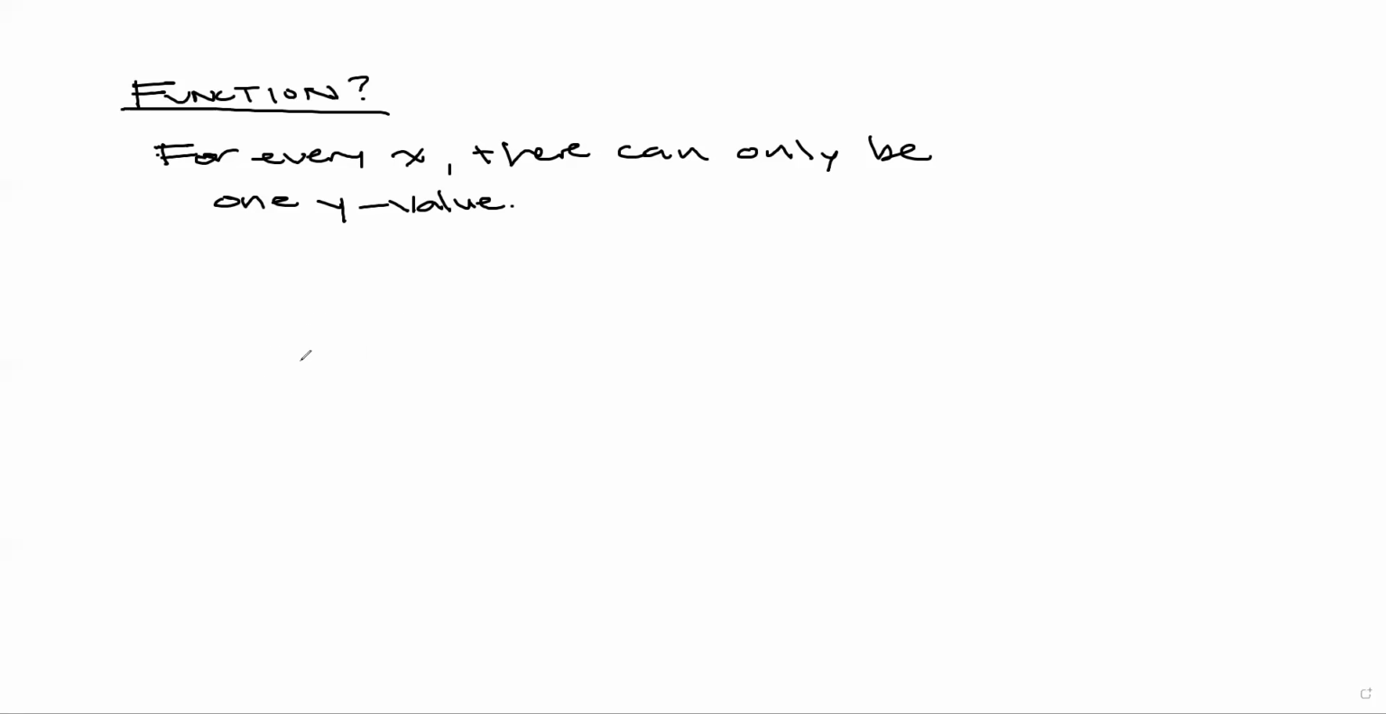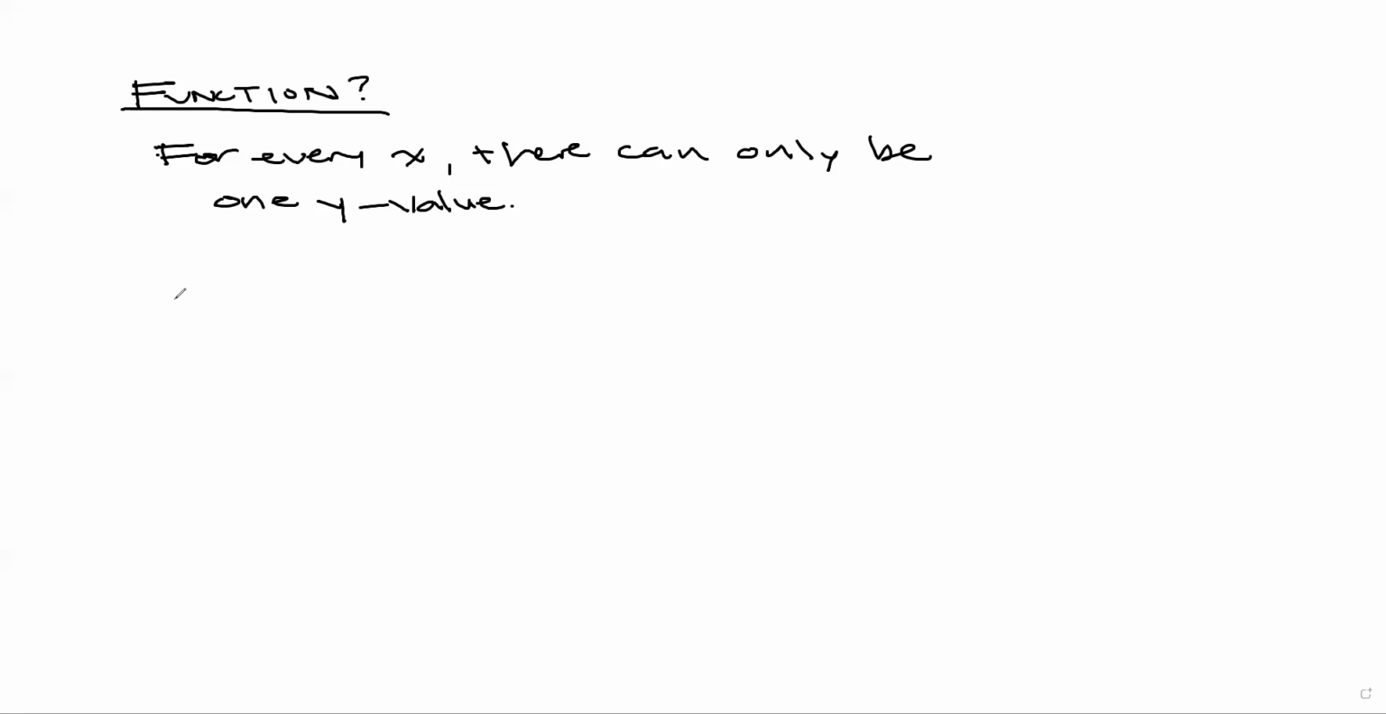remember what a vertical line test is, okay? So a vertical line test is, if you draw a vertical line over a graph, will that vertical line cross the graph only one time? If it does, then it is a function. If it crosses more than once, then it's not a function.